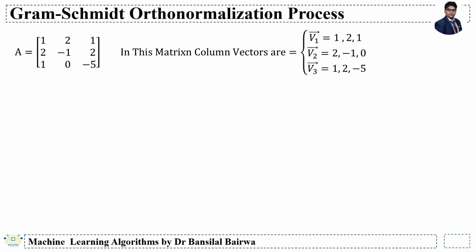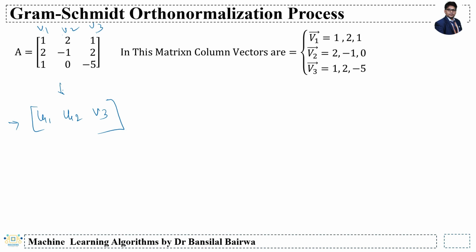First of all, we should know what the Gram-Schmidt orthonormalization process is. It is a method for converting a set of vectors into a set of orthonormal vectors. Here we have the set of vectors v1, v2 and v3. After the Gram-Schmidt orthonormalization process, we have to convert these into orthonormal vectors, which we can represent as u1, u2 and u3.